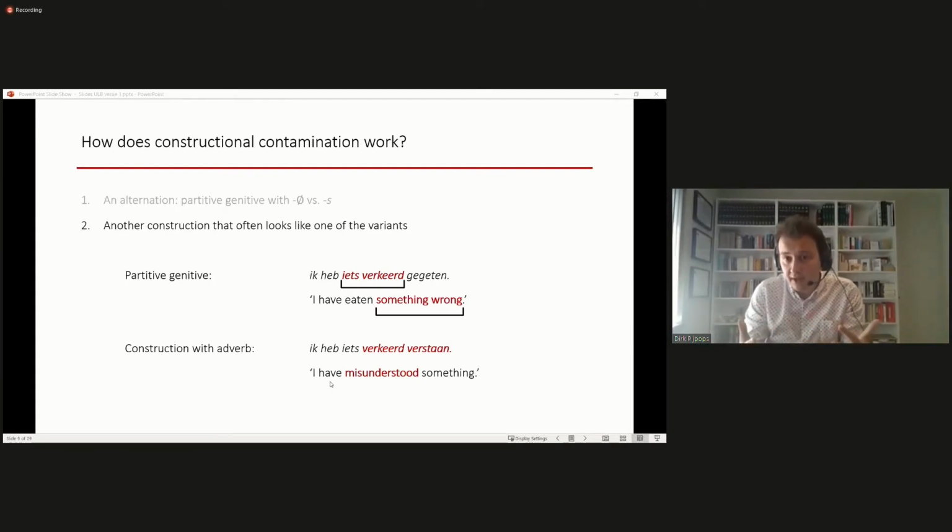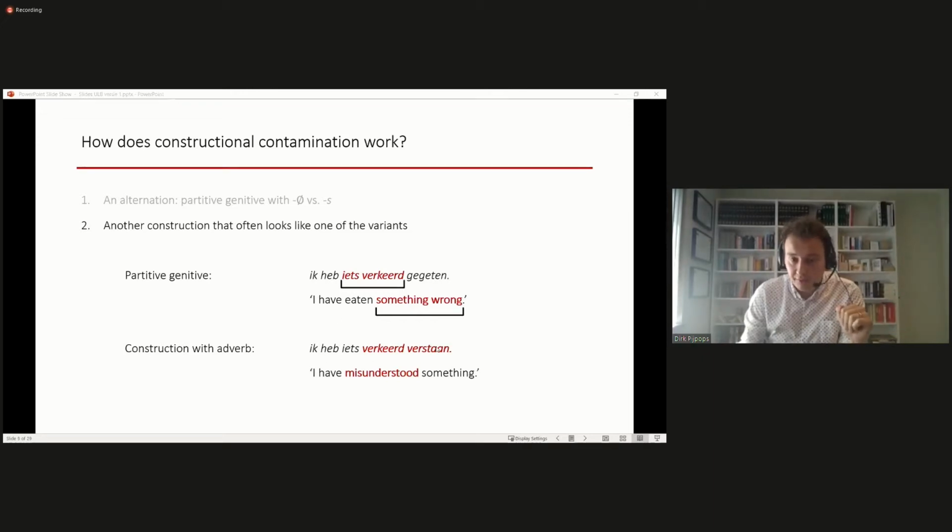In this case, we do not have a partitive genitive. However, on the surface, these two sentences do look alike a lot, right? I mean, apart from having a different verb, they seem identical on the surface.